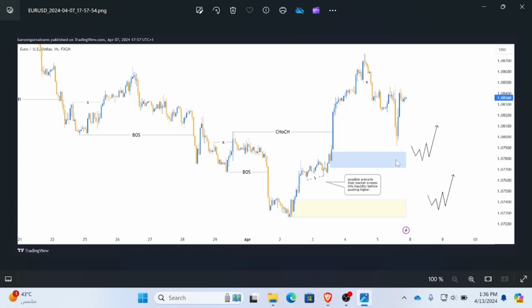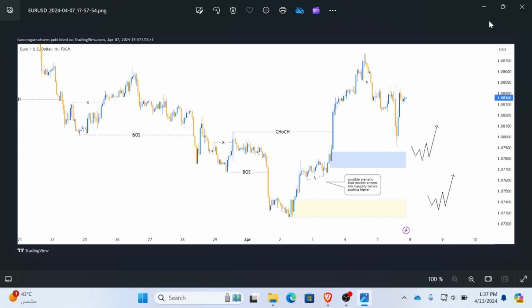Or if the market breaks below this decisional order block and completely closes below it, then we should expect the market to push downside to mitigate this extreme order block before pushing higher. Okay, so this was the possible scenario I expected on this setup. Unfortunately, the market didn't come down to mitigate any of our decisional order block or extreme order block here.